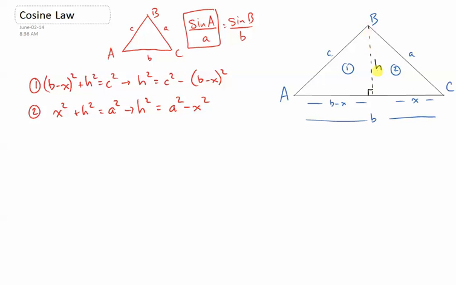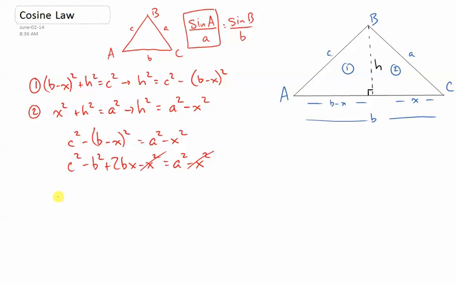Now, h is an internal construction that I'm not really interested in, but I use it to make a relationship here. I'm going to relate these two equations. Because they both equal h squared, I can say that the right side of each equation is equal to each other. Let's expand the left side. I get b squared, I get minus 2bx, and plus 2bx. I get x squared being subtracted. And you can see that I have a common x squared term being subtracted. I can remove that by adding x squared to both sides.